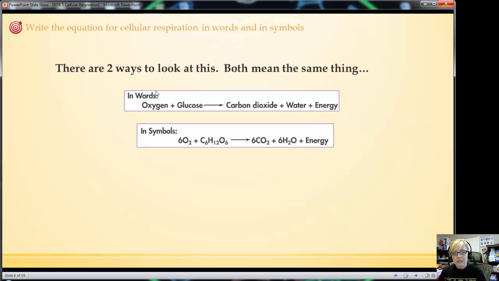So for cellular respiration, we have our reactants over here on the left side of our arrow, and we have our products over on the right side of the arrow. Reactants are like our ingredients. So what do we need for cellular respiration to take place? Think about it. You breathe in, and there's oxygen in the air, and then you also eat. And when you eat, you get things like glucose.